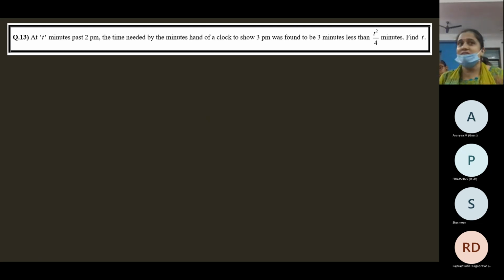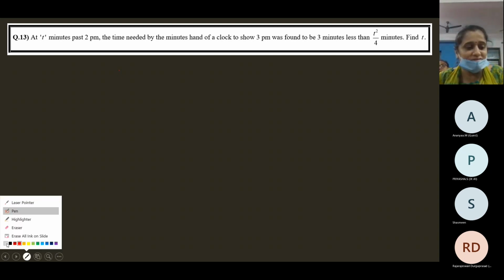So now what do you understand from this? 10 minutes plus 50 minutes is equal to 1 hour. The 10 minutes is the past time, 10 minutes past 2. So that 10 minutes plus the time needed by the clock to show the next hour, that is 50 minutes, is equal to 1 hour. So like that here, at T minutes past 2 p.m., like 10 minutes, it's T minutes here.